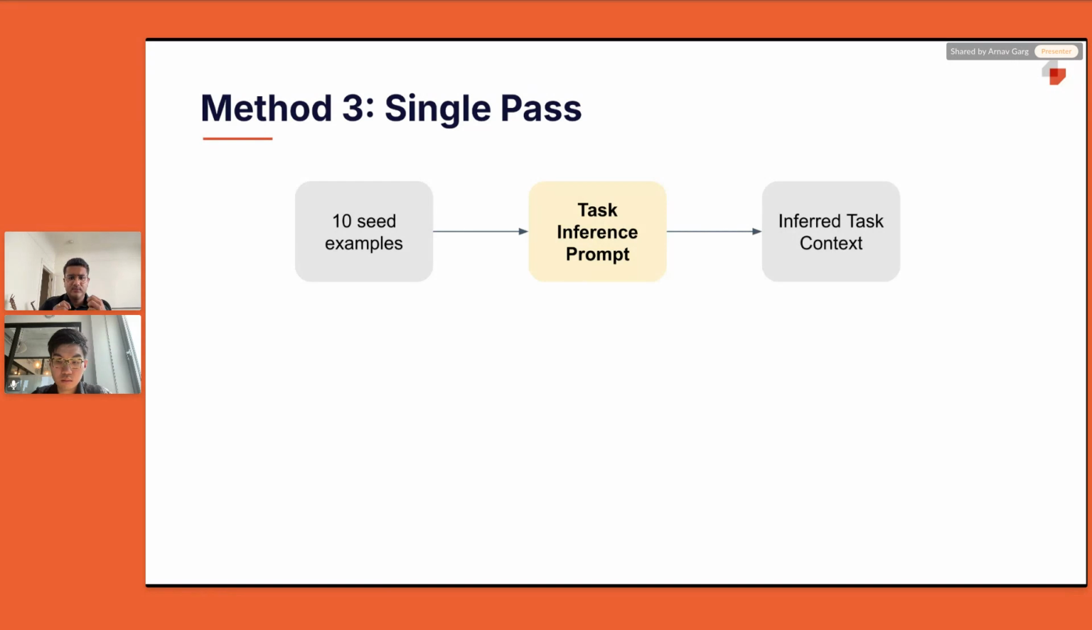The idea here is that we take the seed examples, pass them through a task inference prompt, and generate some inferred task context. So it has various details about the task, the domain, and many other characteristics I'll talk about in a moment. Once we have this task context from the larger set, we can pass it into subsequent calls when we're generating data.